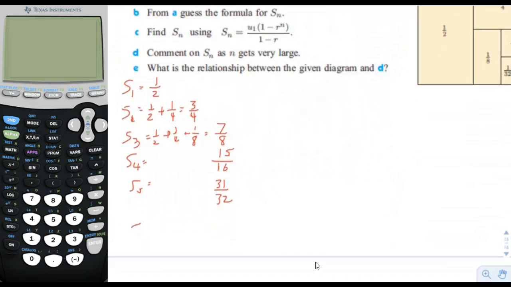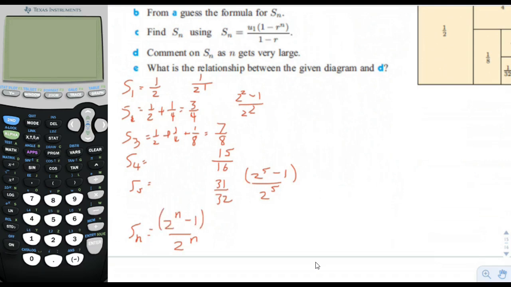From A, guess the formula for S sub n. Okay, let's try that. S sub n would be equal to, let's see, we could say that this is 2 to the first over 1. This is equal to 2 to the second over 2 to the second minus 1. Maybe that's the form. So it's 2 to the 5th over 2 to the 5th minus 1. Okay, so let's try that. So we'll have 2 to the n, and at the top we'll have 2 to the n minus 1. That'll be our formula. Okay.